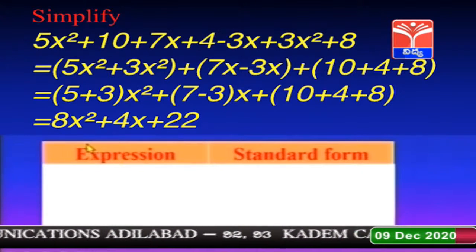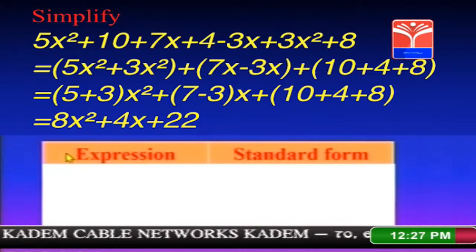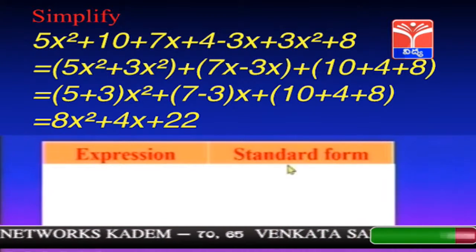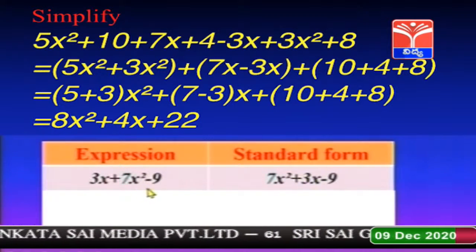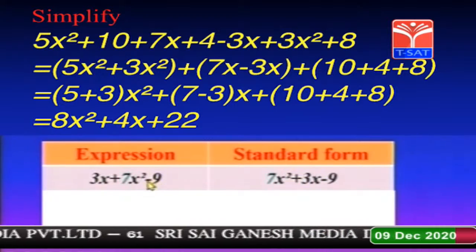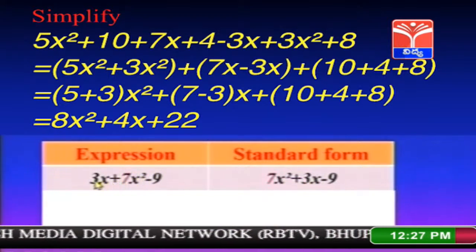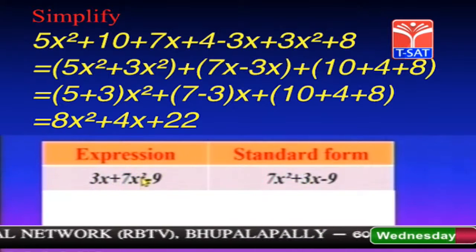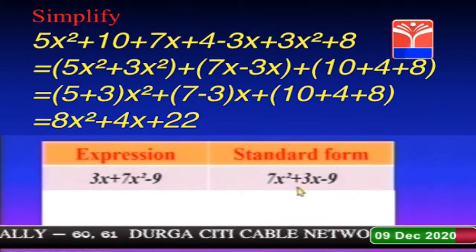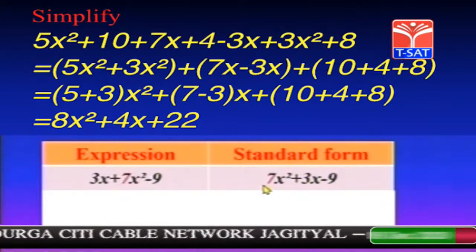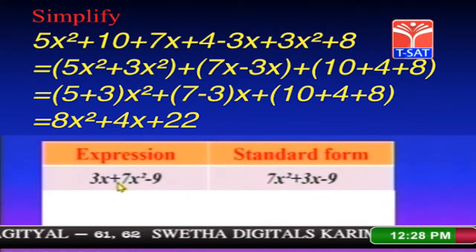Now let us consider a small table and see how you write the expressions in their standard forms. Now 3x plus 7x square minus 9. I will arrange these terms, as you see, in the descending order of their exponents. So I will write 7x square first, then plus 3x, last one minus 9. So this is called the standard form of this particular expression.